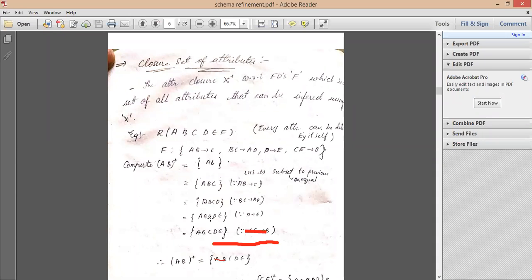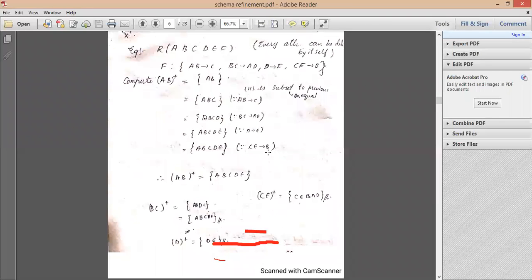After that, you have CE. So CE goes to B, which is already available. That is, if you are finding the closure of AB, you are getting all the elements. And sorry, there is no F here because they have not given any F in the functional dependencies. So no F.